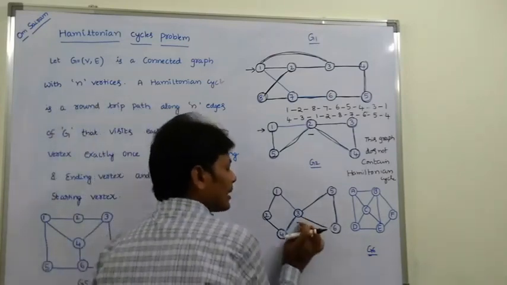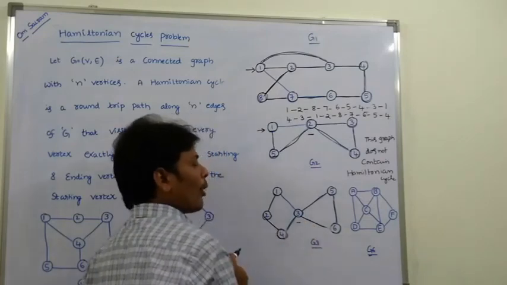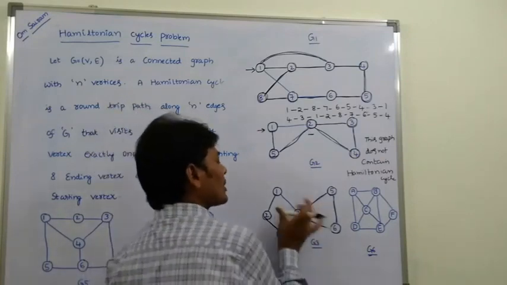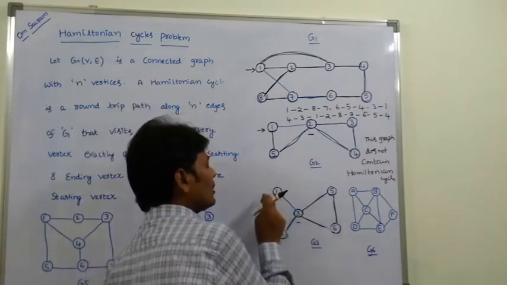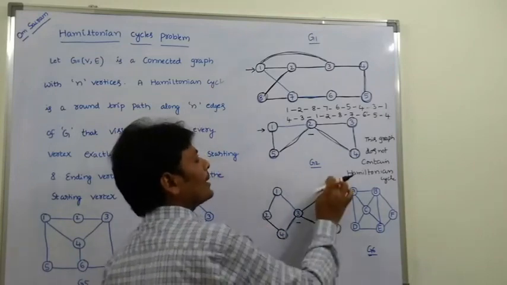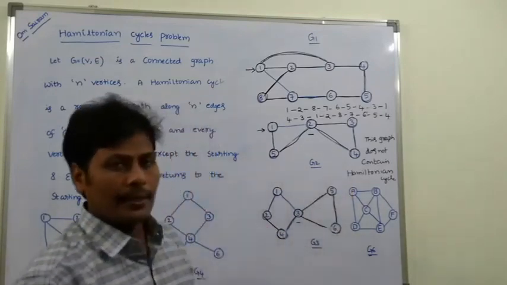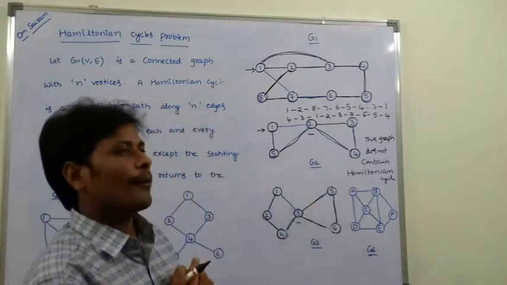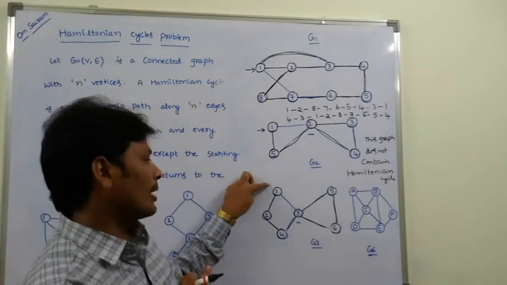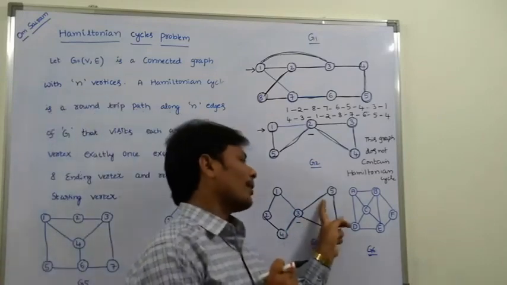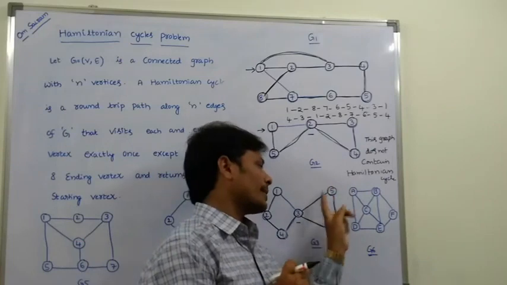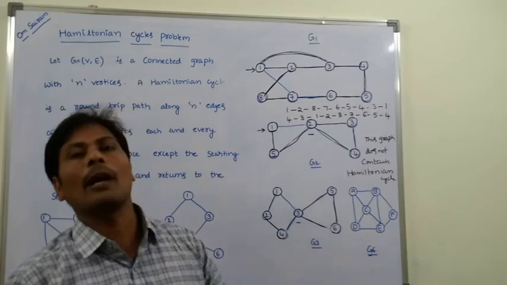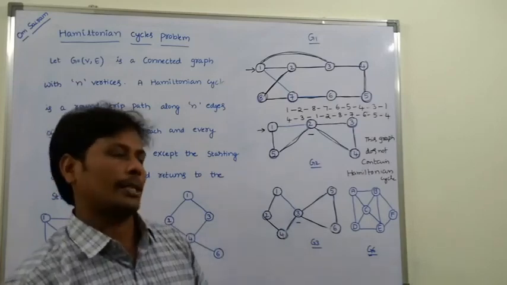Here vertex 3 is called an articulation point. By removing this vertex, we have two subgraphs. The first graph contains vertices 1, 2, 4. The second graph contains only two vertices, vertex 5 and vertex 6. So the graph is divided into two subgraphs, and this vertex is called an articulation point.